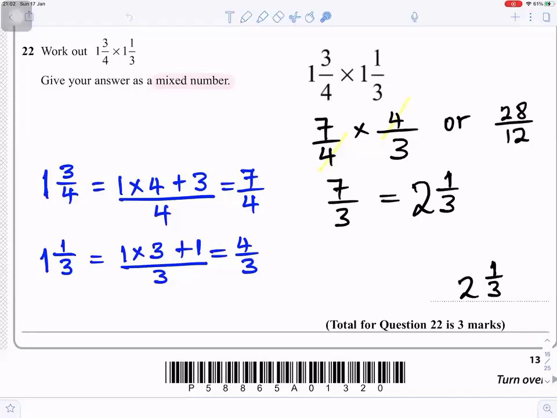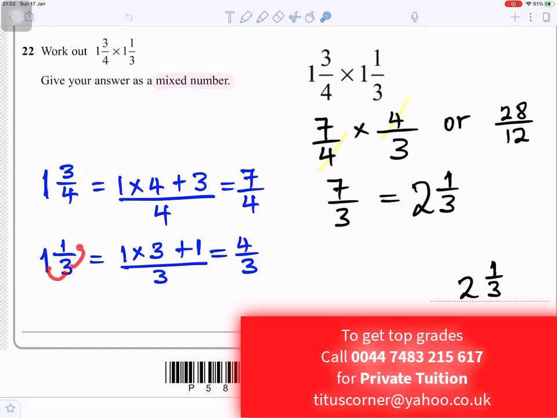Question number 22. Work out 1 3/4 times 1 1/3. Give your answer as a mixed number. Now we want to change 1 3/4 to an improper fraction. So you do 1 times 4 plus 3. It gives you 7. So 7/4. Then 1 times 3 plus 1, over 3. It gives you 4/3. Now we would use those improper fractions.